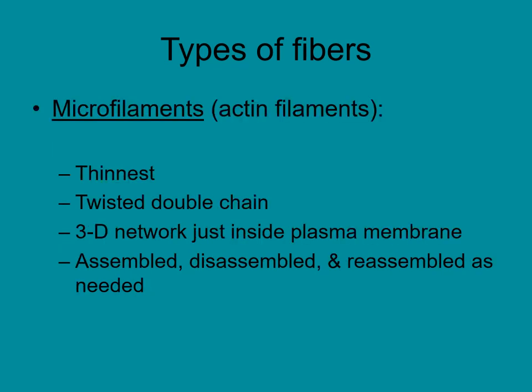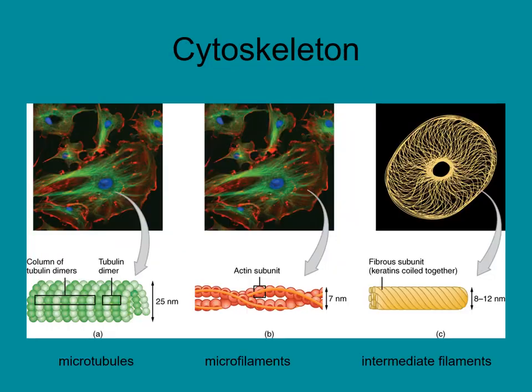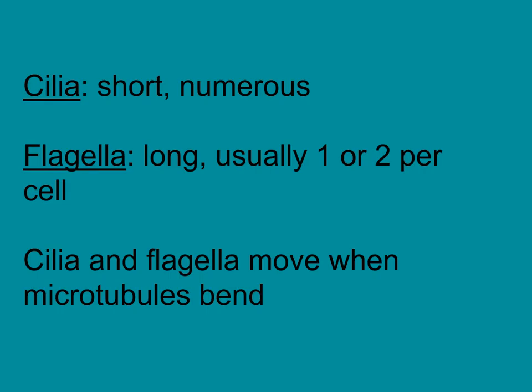The microfilaments are the actin filaments. These are the thinnest. These can also be assembled and disassembled as needed. And then the intermediate filaments, these are the most permanent of the three, and these are also going to help anchor the organelles in place, help reinforce the shape. And so this is just showing these three different types of the filaments that make up the cytoskeleton.